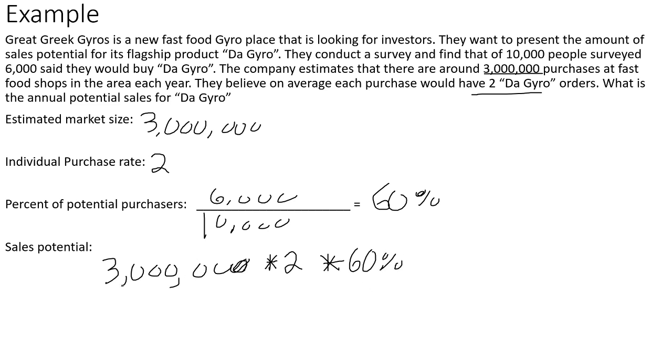I put this in kind of a weird order, but now that I'm saying it, maybe this would be a better way of thinking about it. There are going to be 3 million purchases a year. They're going to get 60% of that based on their survey, and each person that buys a product is going to buy it at least twice a year. Maybe it might make more sense thinking about it that way.